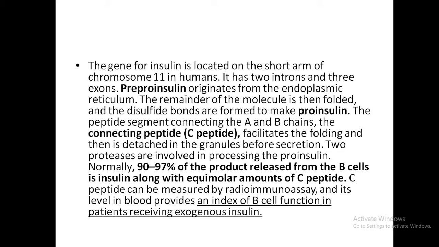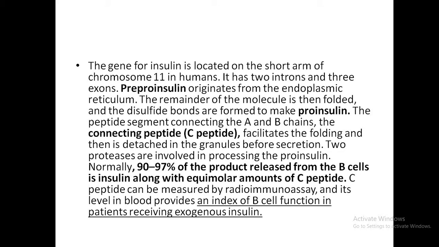The gene is located on the short arm of chromosome 11 in humans. It has two introns and 3 exons. Pre-proinsulin is formed first, and it originates from the ER. Then the remainder of the molecule is folded and disulfide bonds are formed to make the proinsulin. The peptide segment which connects the A and B chains is called the connecting peptide, or the C peptide, and it facilitates folding. Then it is detached in the granules before secretion.